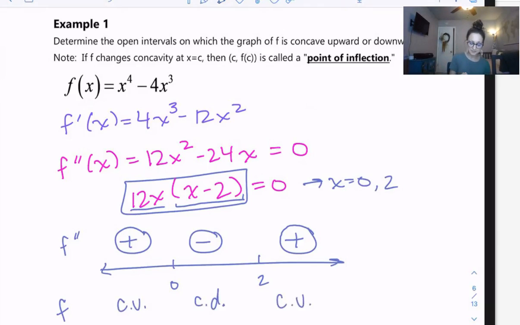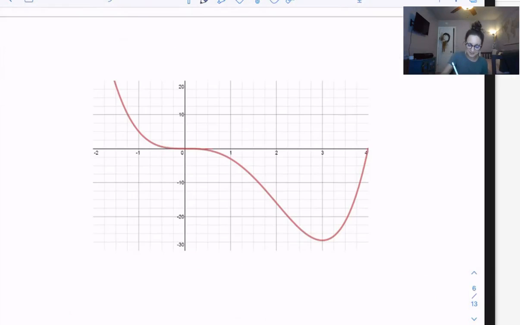Okay, so if you read this little note here, it says if f changes concavity at x equals c, then the corresponding point is called a point of inflection. So I have points of inflection at 0 and 2, because you can see f change from concave up to concave down, and then concave down to concave up at those x values. So let me show you what the graph of f looks like. So again, this is y equals f of x, and we got points of inflection at x equals 0 and at 2.